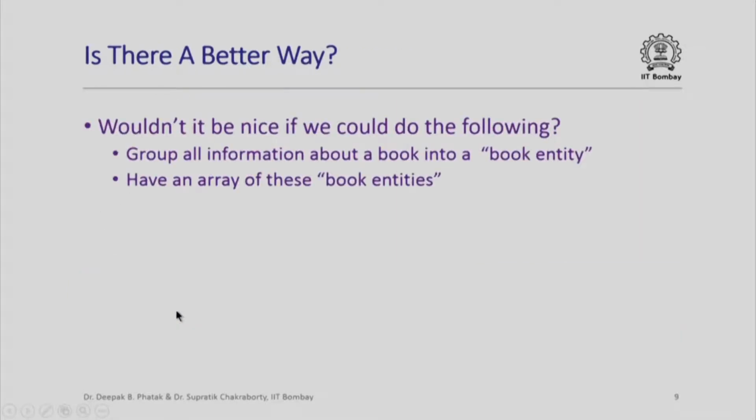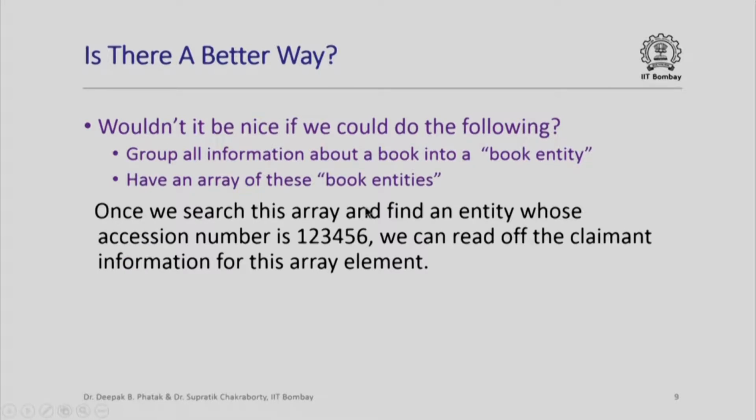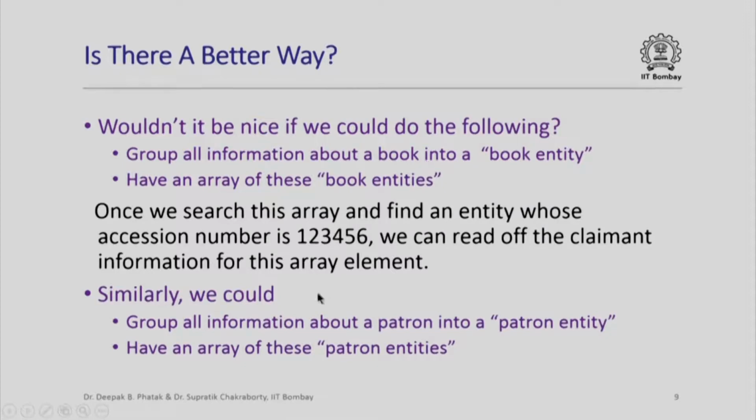So is there a better way to go about doing this? Well, in trying to answer this question, let us first ask, would it be nice if we could group all information about a book into a book entity and then have an array of these book entities? So once we search this array and find an entity whose accession number is 123456, since all information about a book is stored in the same entity, we could simply read off the claimant information from this entity, which is an element of this array. And why just group information about book entities? We could also group information about patrons into a patron entity and then have an array of these patron entities.